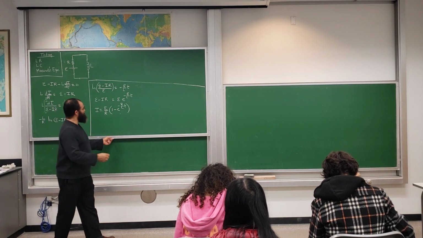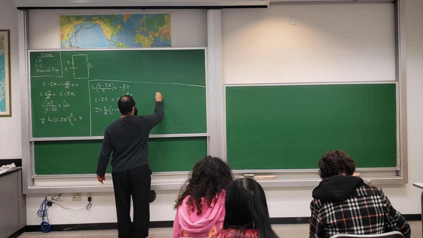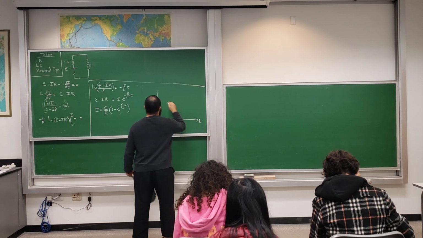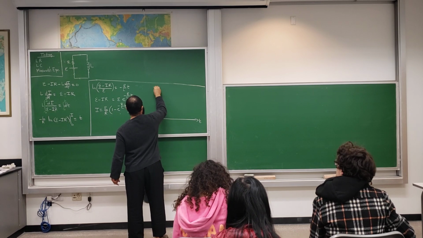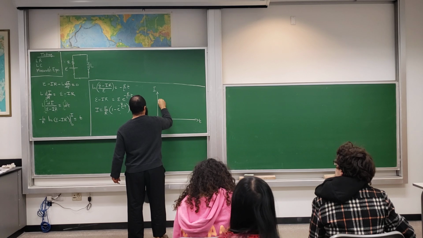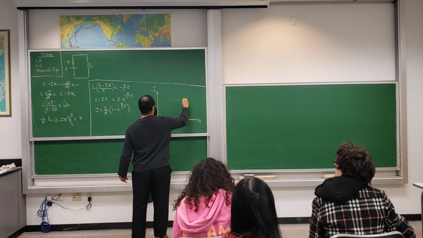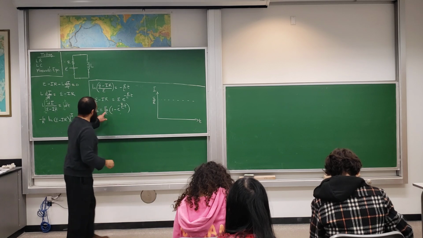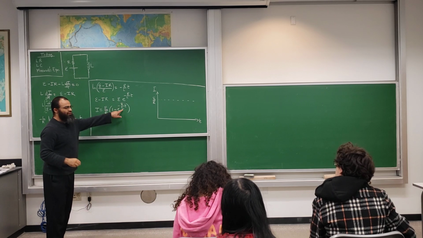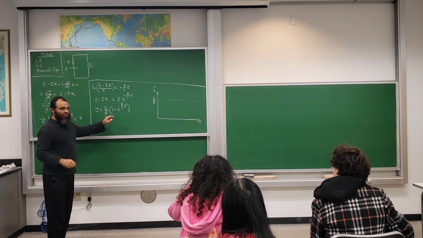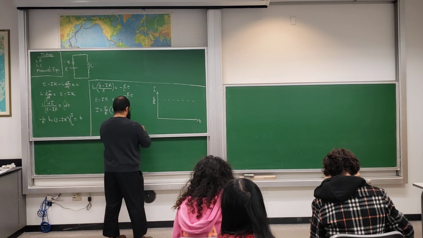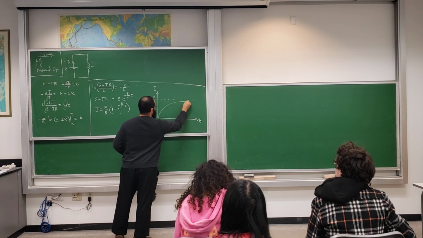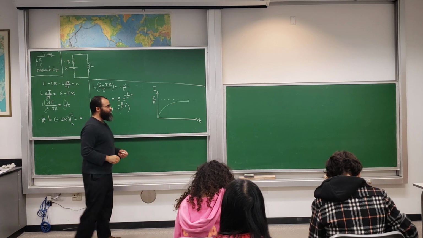So what happens is, if you plot this, here's time, and here's current. This is E over R. At t equal to 0, 1 minus e to the 0 is 1 minus 1, which is 0, so you get 0. Expected. And the current approaches E over R.